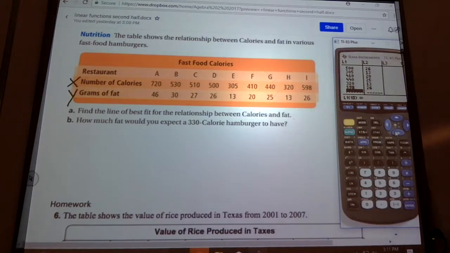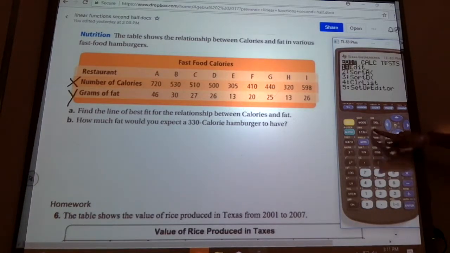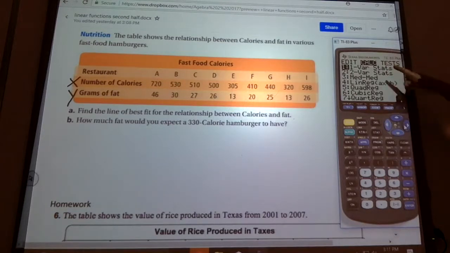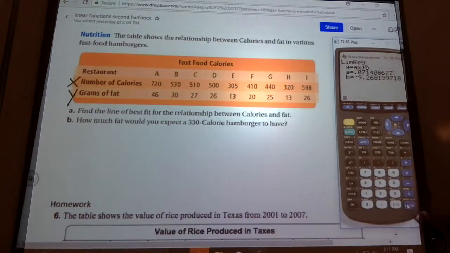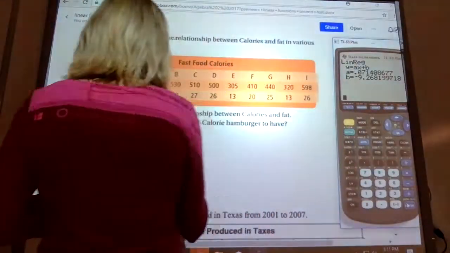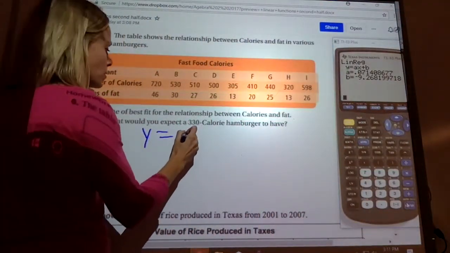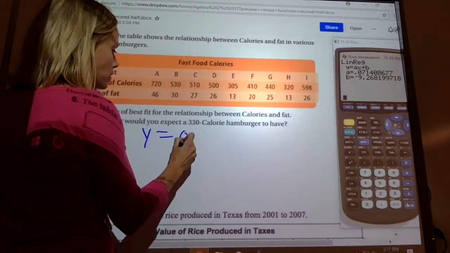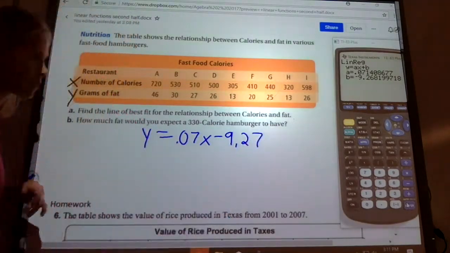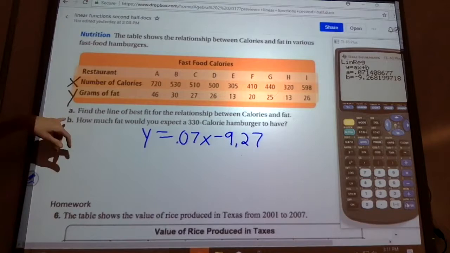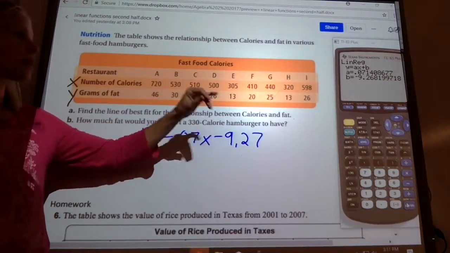Okay, so once you have all your numbers in, you go stat, calculate, number 4, enter, and you should get that, right? So I have this equation, y equals 0.07x minus 9.27. And my question is, how much fat would you expect a 330 calorie hamburger to have?